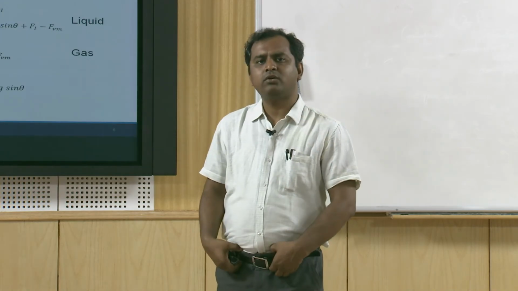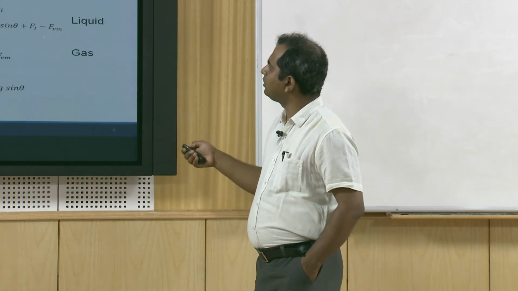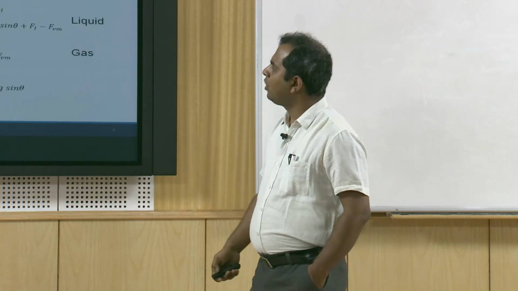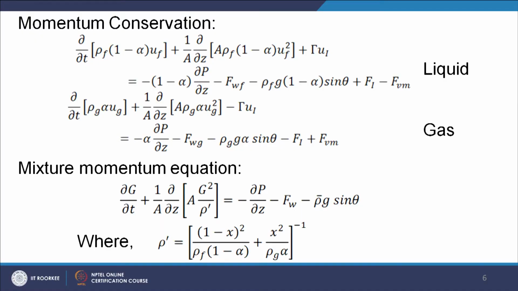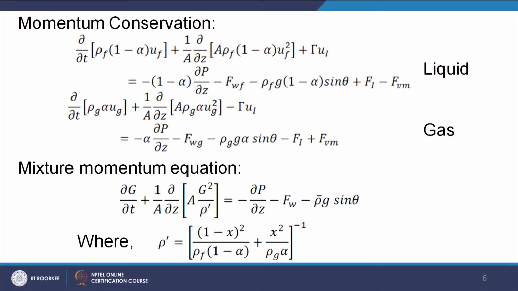Now, once again, just like your continuity equation, we are going to add them. If we add, we will find that all these terms involving opposite signs in both these equations will be cancelling out. Only in the first term, del del t, if we take common, then we will be having rho g alpha ug plus rho f 1 minus alpha into uf. This is nothing but your G, which we have shown you in the previous slide. So, G is nothing but rho f into 1 minus alpha into uf plus rho g into alpha into ug. Okay. So, we will be writing this unsteady term as del G del t, right.